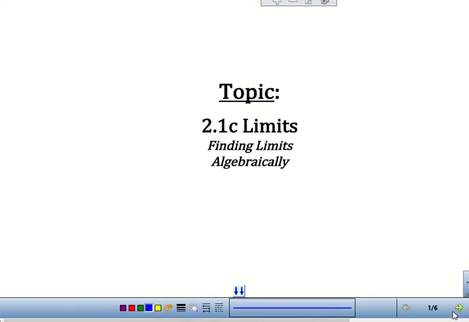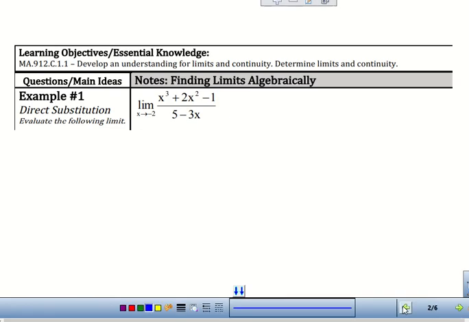So today we're going to be doing 1.2c, which is finding limits algebraically.